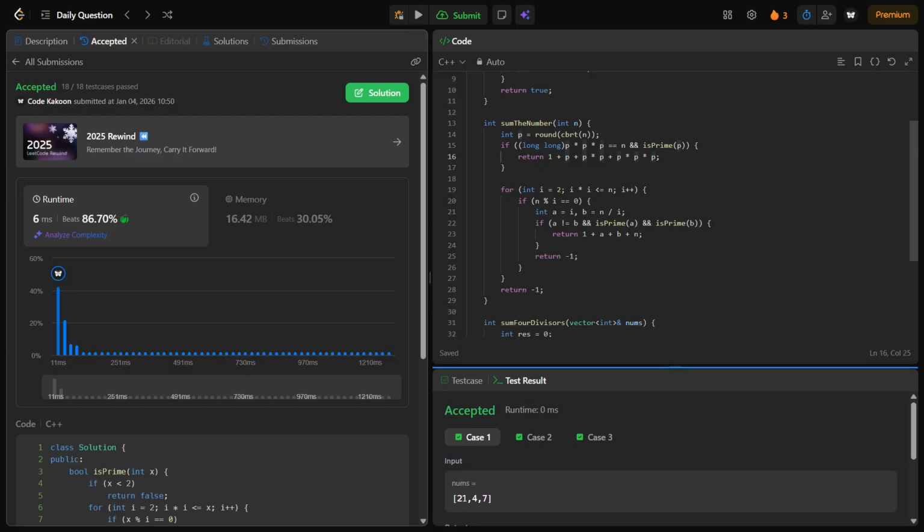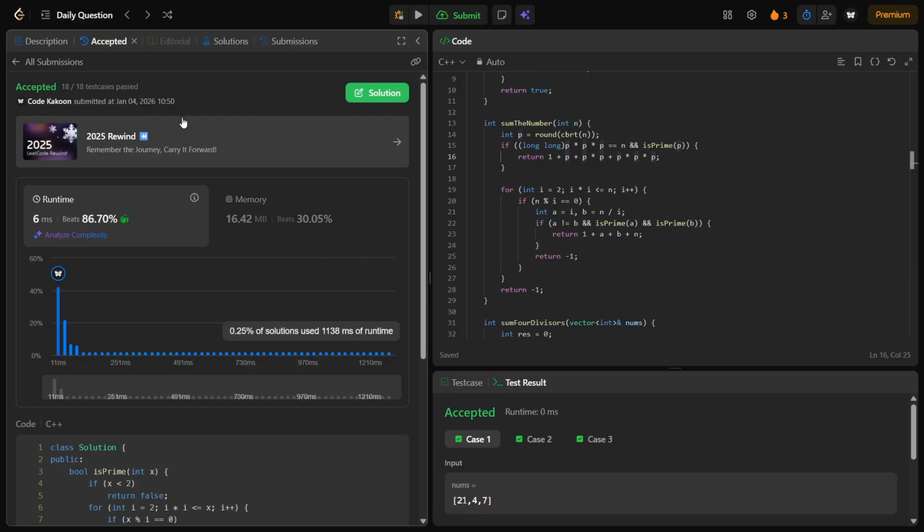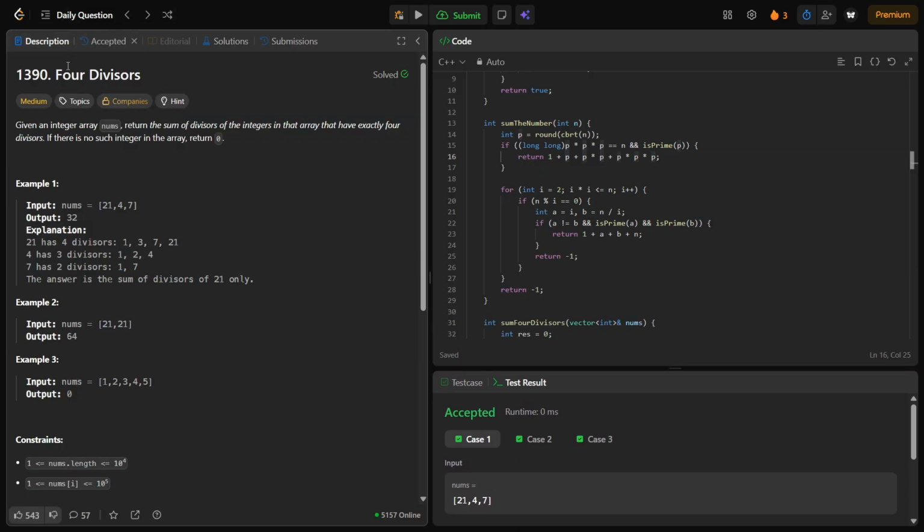So this was today's question, that is 4 Divisors.